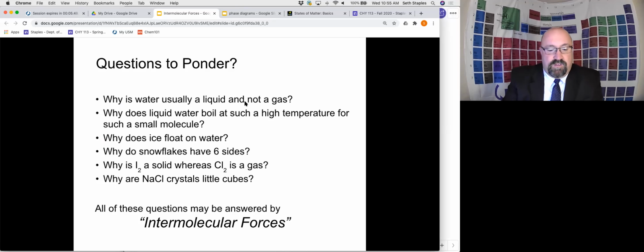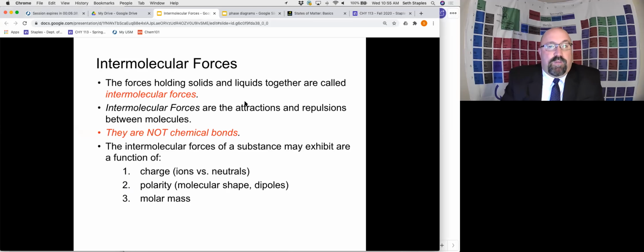Intermolecular forces play a huge role in determining the physical properties of various substances. And so the forces that actually hold liquids and solids together are these intermolecular forces. Intermolecular forces are the attractions and repulsions between separate molecules. And so they're the forces that would hold H2O molecules to each other.